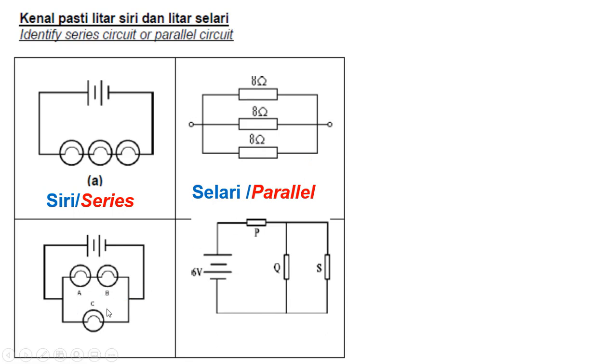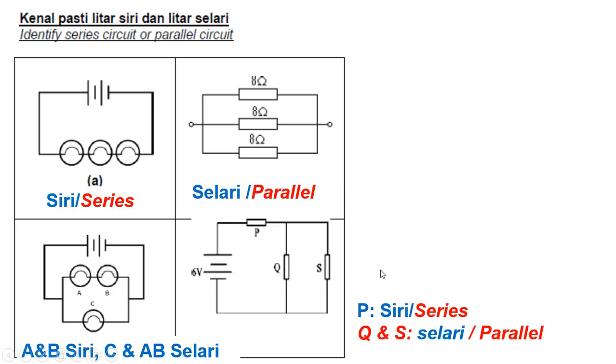Now we have 3 bulbs. So this current flows through the same path. So A and B are in series and separated from C. So C is parallel. AB is series. C and AB are in parallel. Alright, this one, 6 volt. P is in series, separated into Q and S. So P is in series, Q and S are in parallel.